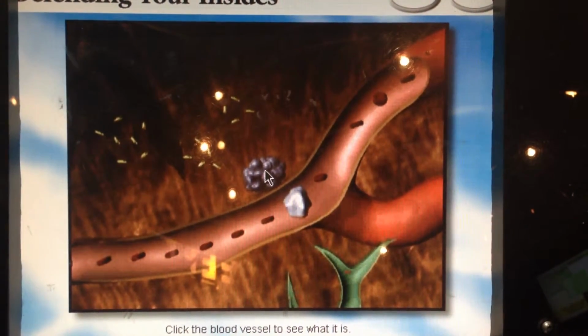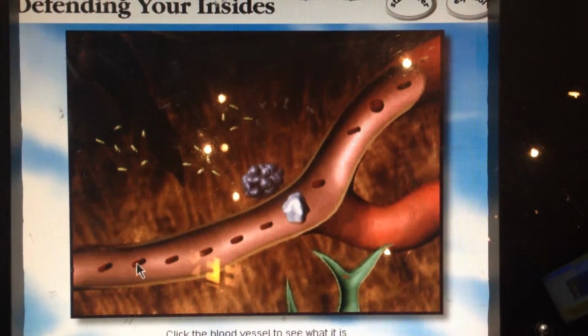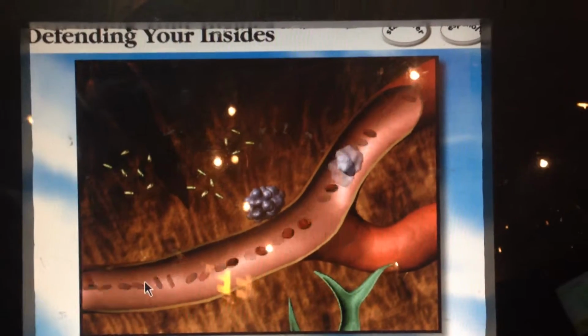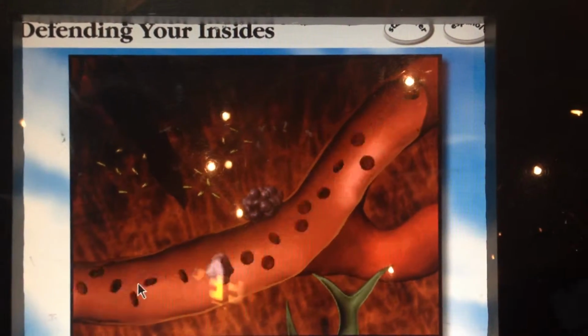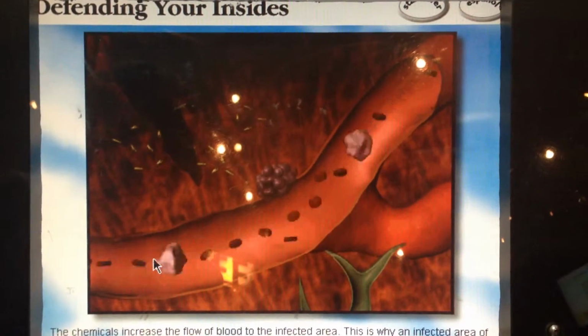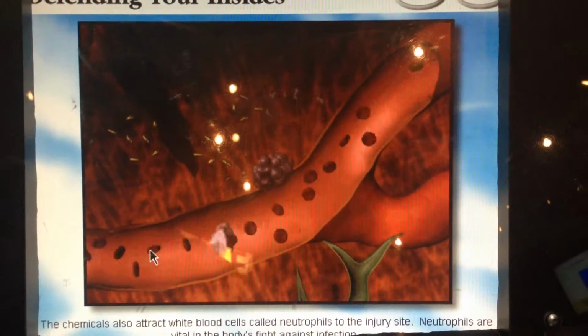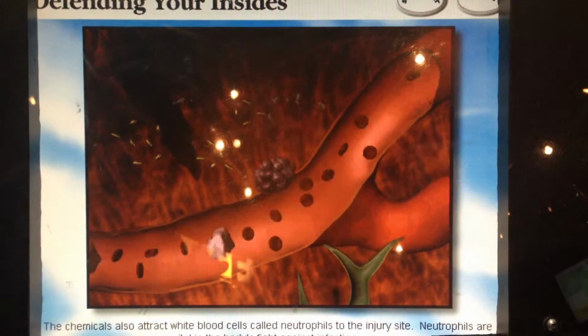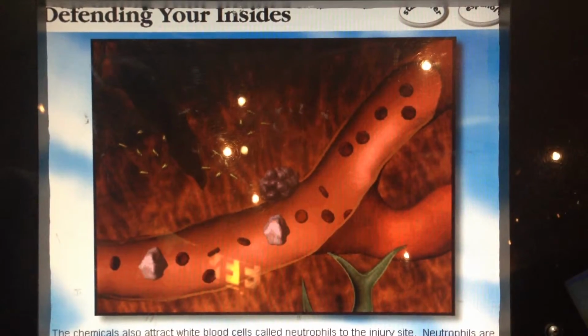Click the blood vessel to see what it is. The chemicals increase the flow of blood to the infected area. This is why an infected area of your body becomes red and hot. The chemicals also attract white blood cells, called neutrophils, to the injury site. Neutrophils are vital in the body's fight against infection.